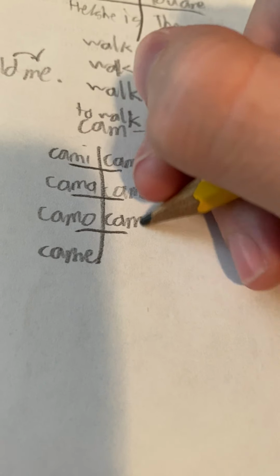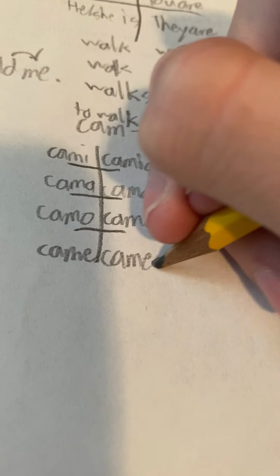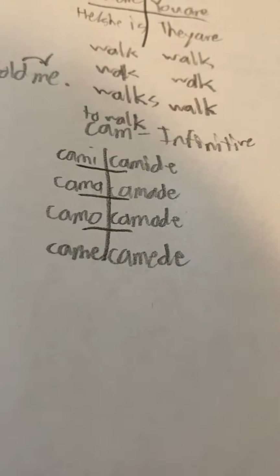So kam infinitive. When you conjugate these, this becomes kami, kama, kamo, kame, kamide, kamade, kamode, and kamebe. By showing what the subject is, you actually don't often need to say who it is. Kami always means I walk, so you don't actually need to put the word for I, which is von. Actually, I might need to.